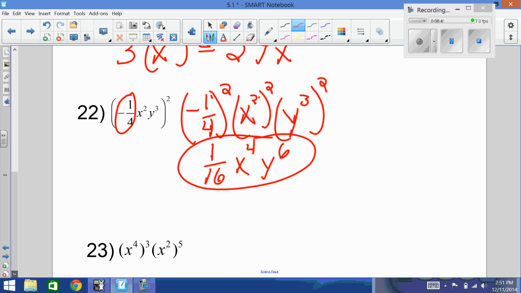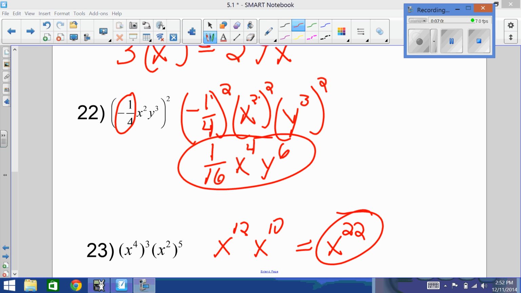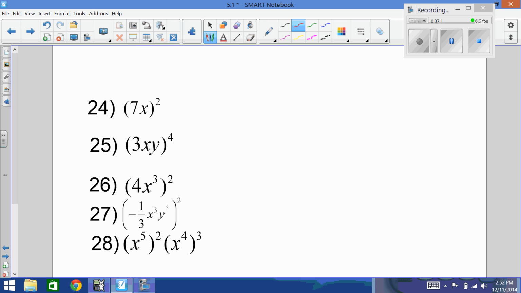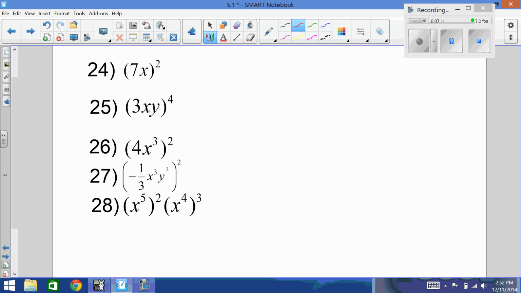All right, and let's try one more. I can go ahead and do this as x, 4 times 3 is 12, times x, 2 times 5 is 10. Bases are the same, so you keep the base, add the exponents, you get 22. All right, go ahead and do these 5. Hit pause, do these 5, and then hit play and come back and check your results.